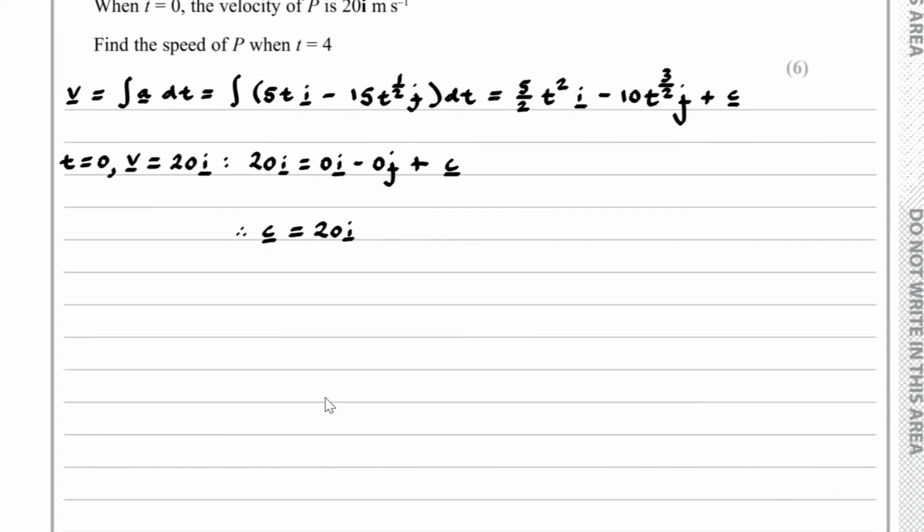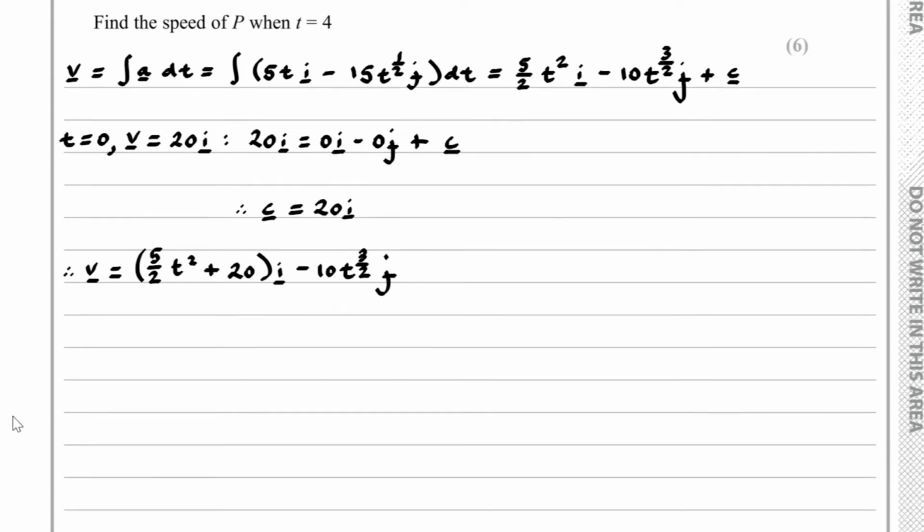And so therefore the velocity will be given by, well, in terms of the i's, I've got 5/2 t squared plus 20, and in terms of the j's, I've got minus 10 t to the power of 3/2. This is what the velocity is equal to.